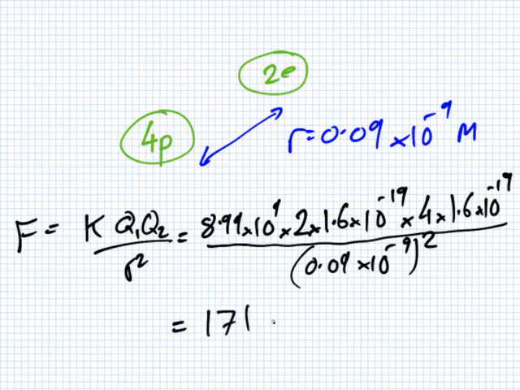171 nanonewtons. Did you get something similar? No? Yes? 30? 32? No, I'm getting 12. Oh. Okay. Next one. JJ? Problem? Yes, no? It's okay, right?